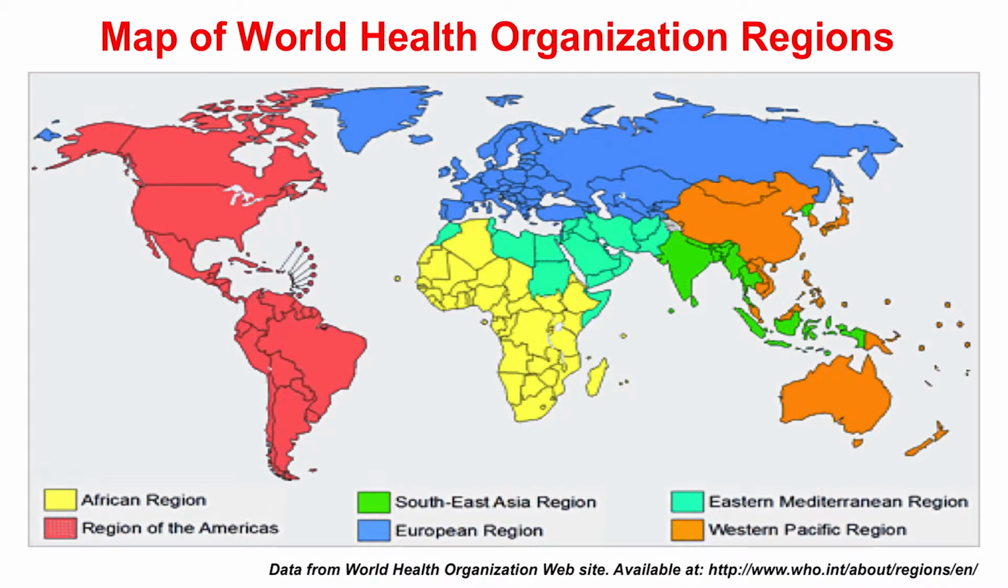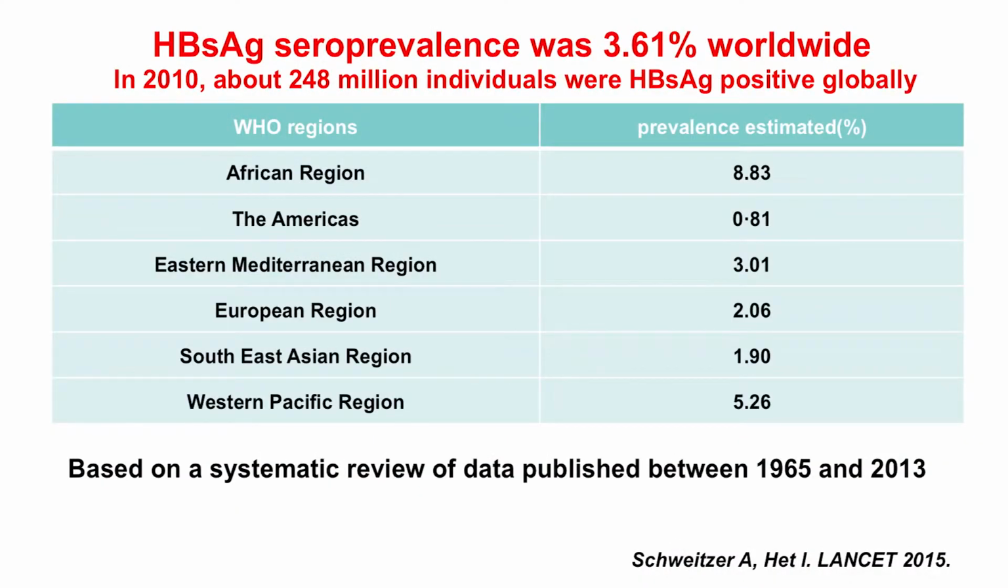So these slides show the WHO regions. It divides the world into 6 regions, and I will give a brief summary of the prevalence of the surface antigen worldwide. In general, we can see around 3.6% of people worldwide, but it is not evenly distributed. We can see that in Africa, the Western Pacific region, the Eastern Mediterranean region, and some parts of European countries, prevalence is high, whereas in general North American and European countries are relatively low.